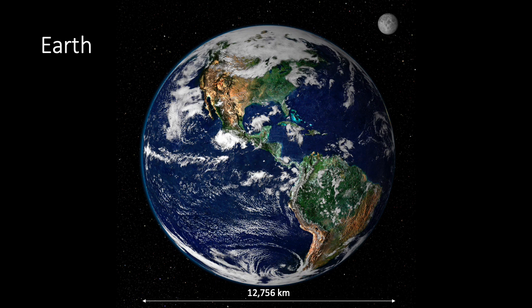12,756 kilometers. When discussing distance units, we tend to describe distances on Earth in kilometers or miles, and we also use the same metric when discussing traveling to the moon because it is much too close to use astronomical units.